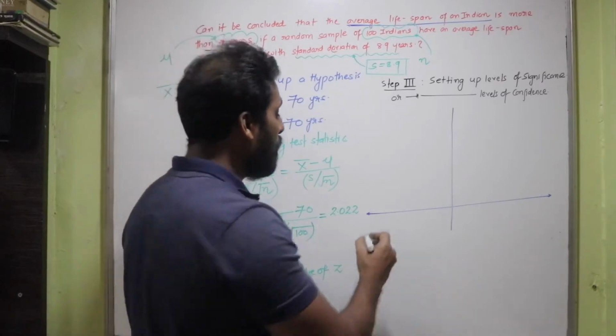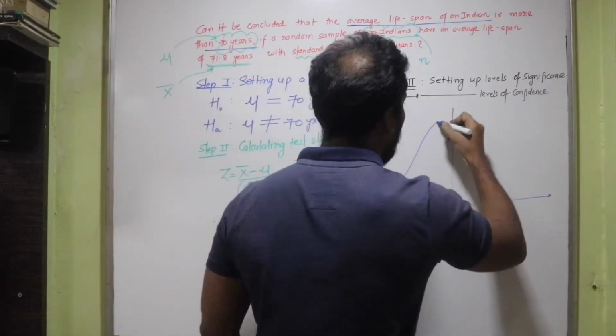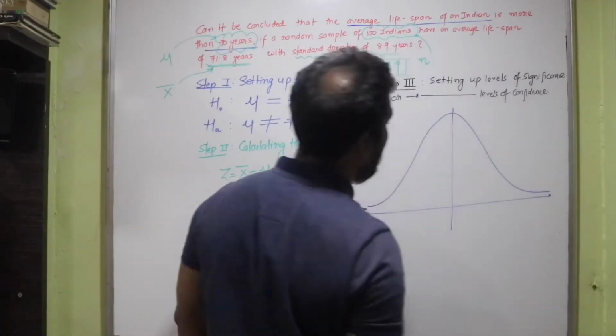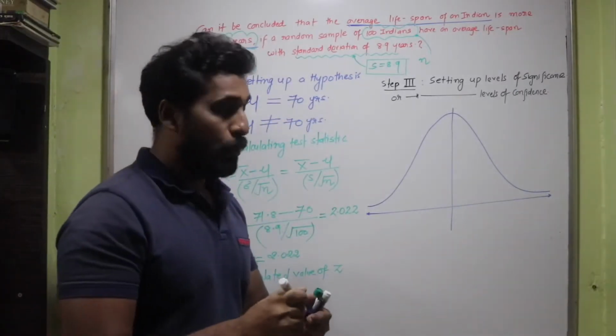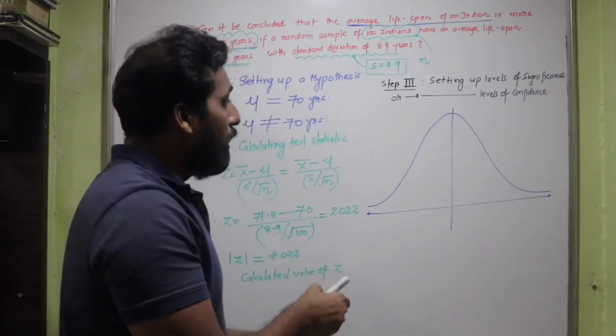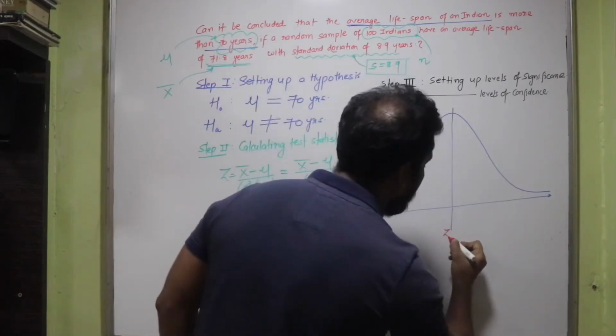Now we remember that the standard normal curve is a bell-shaped curve, isn't it? So a bell-shaped curve is given to us, and on the right hand side here, we know that Z is 0, isn't it?